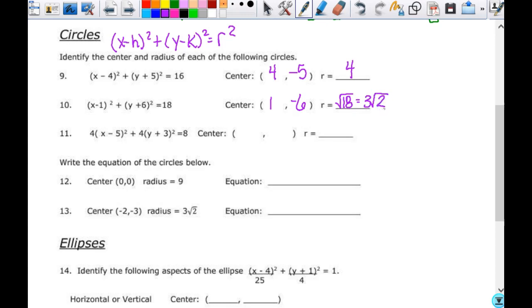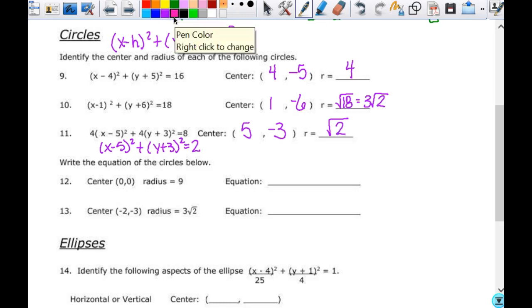So here, now I've got this 4. If I divide everything through by 4, this is going to give me x minus 5 squared plus y plus 3 squared equals 2. So my center is at 5, negative 3, and my radius is the square root of 2.